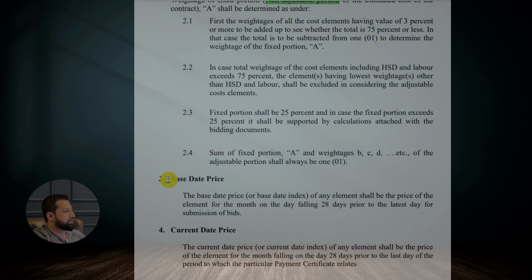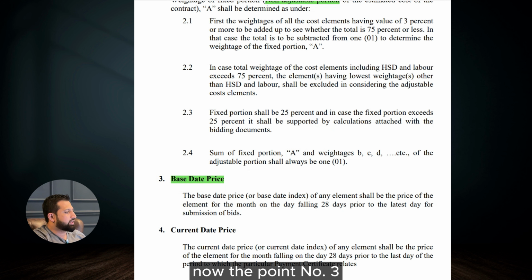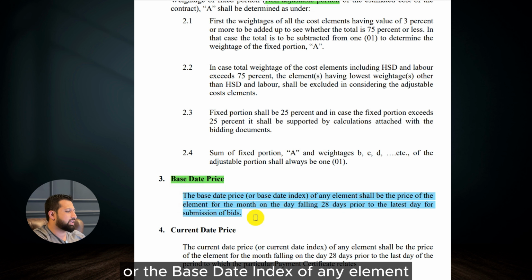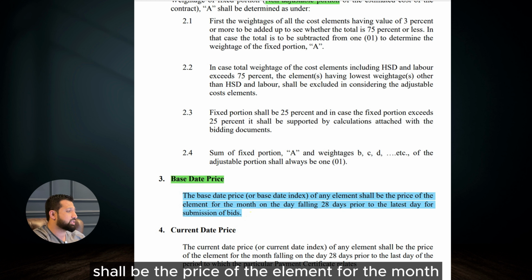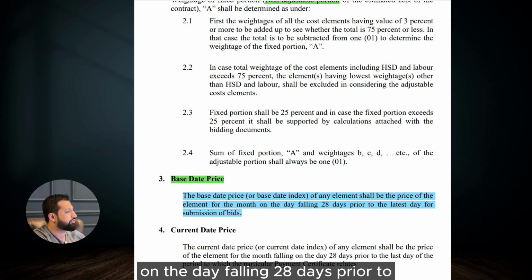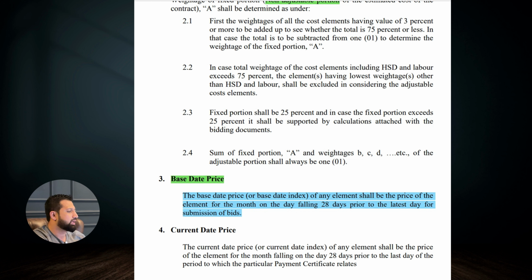Now the point number 3, base date price. Base date price or the base date index of any element shall be the price of the element for the month on the day following 28 days prior to the last day of the submission of bids.